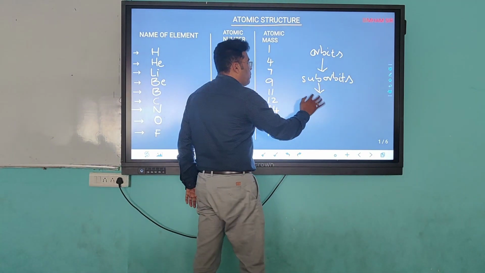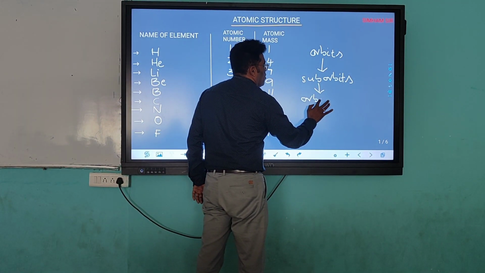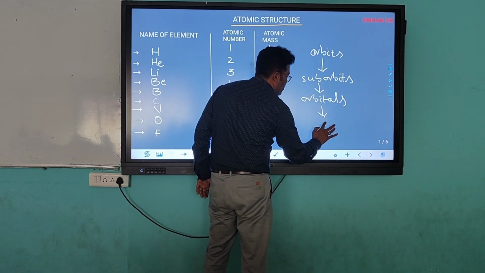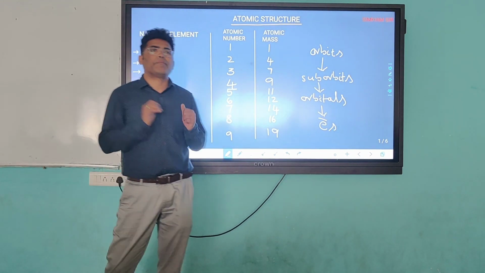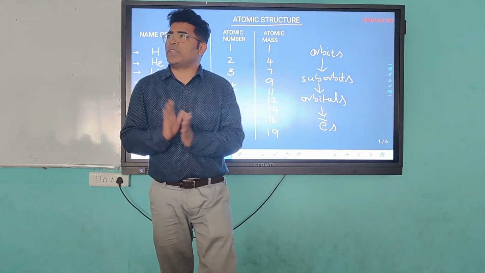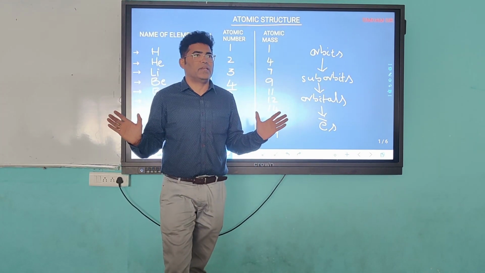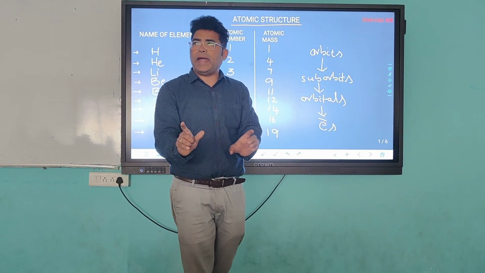Sit down. Suborbits again contain what? Orbitals. Orbitals contain electrons. Even though scientists struggled for more than 100 years, though a teacher struggled more than 40 classes, the final conclusion of atomic structure you should keep in mind.